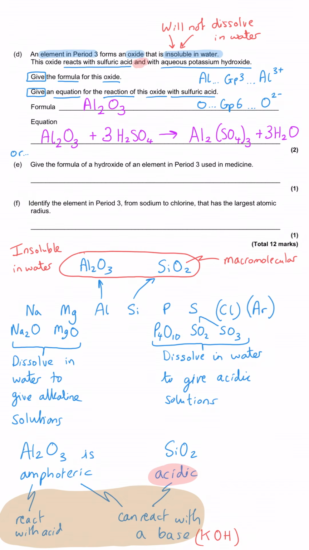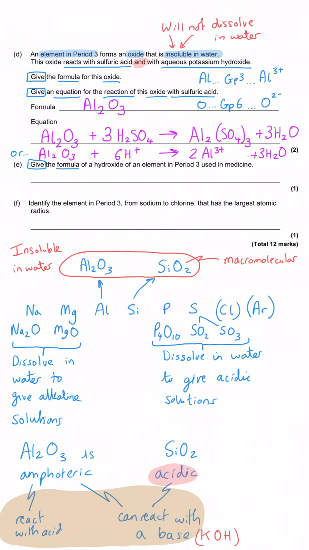We could do this as an ionic equation, and the only spectator ion that is present here is the sulfate ion, so we basically just strip out those SO4s, and so we're left with 6 H+ in the place of the sulfuric acid, and 2 Al3+ in the space of the aluminium sulfate.